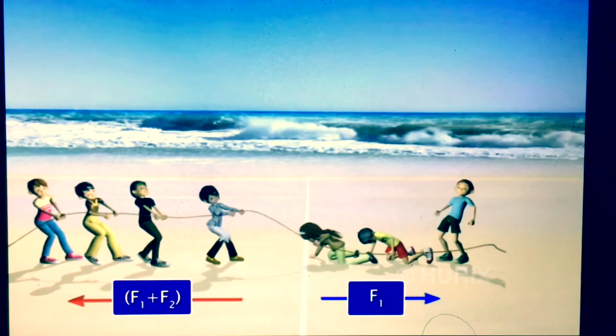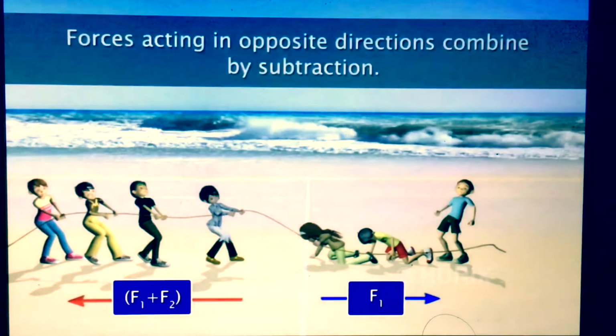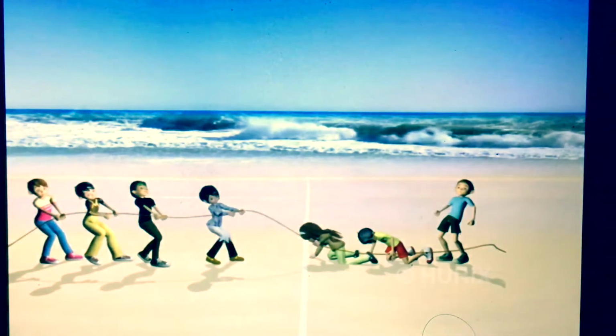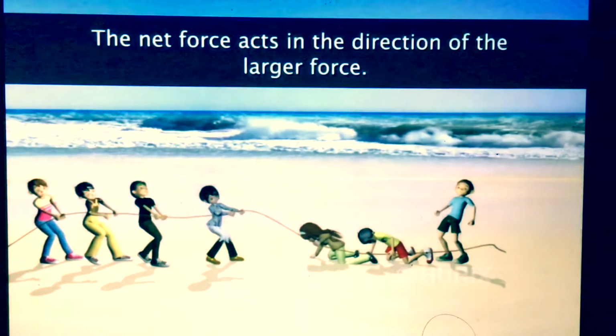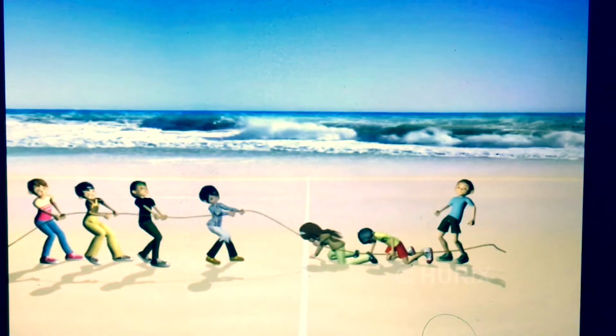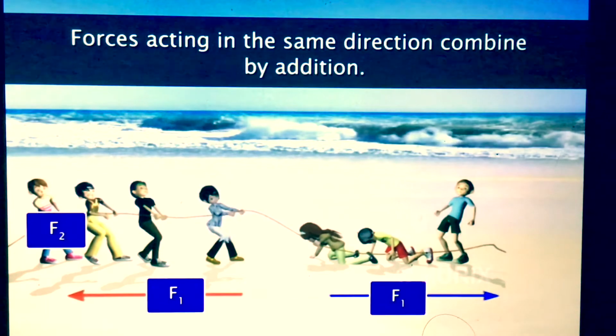Net force on the rope would become F1 plus F2 minus F1 units. Thus, if two forces are acting in opposite directions, net force is calculated by subtraction. The net force will act in the direction of the larger force. Forces acting in the same direction combine by addition.